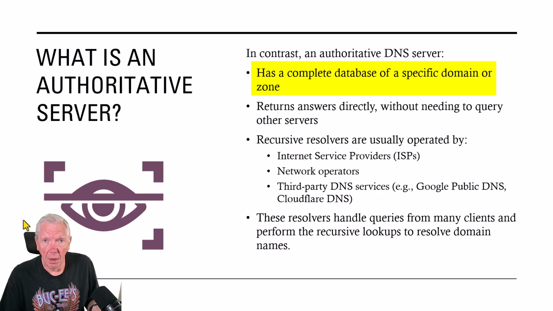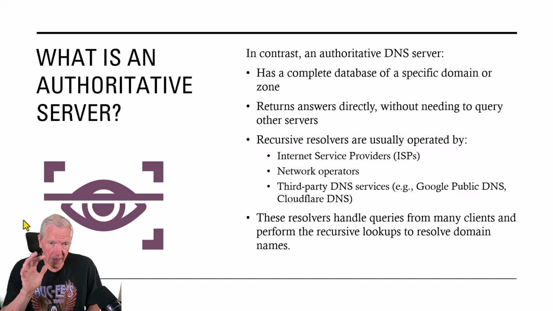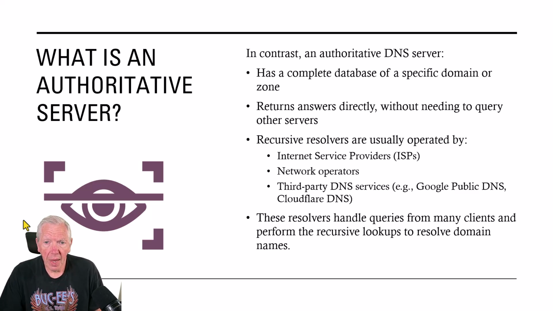Amazon.com, Microsoft.com, Google.com, or a zone. Now, a zone is an interesting phrase, and if you wind up getting into Windows Server administration for any length of time at all, you're going to wind up working with what are called DNS zones. So a zone is a DNS database that is particular to a given organization or a given endeavor of some kind. It returns answers directly without needing to query other servers.